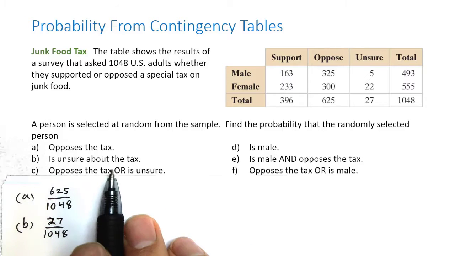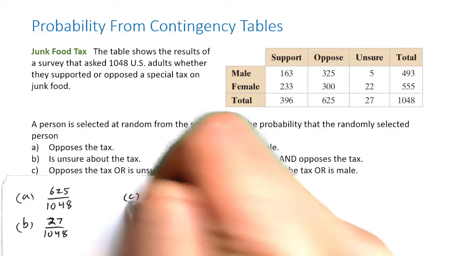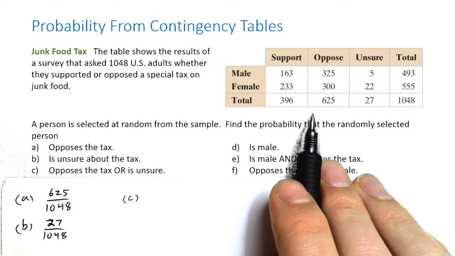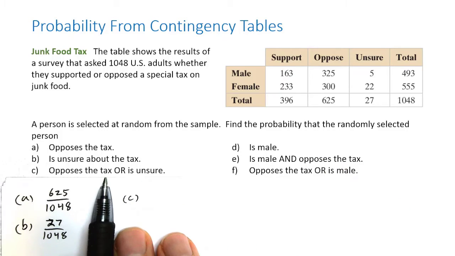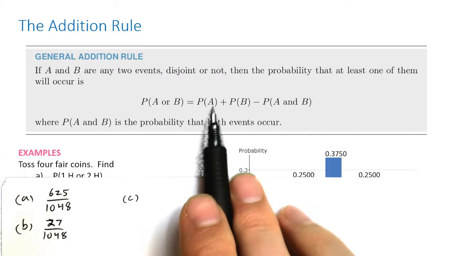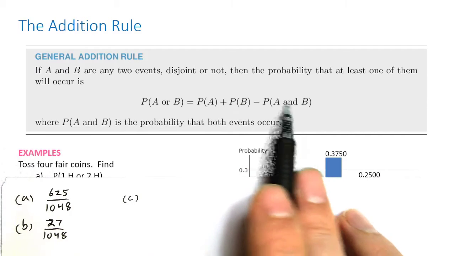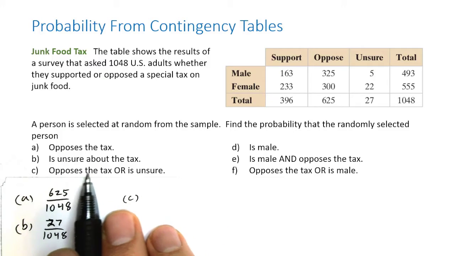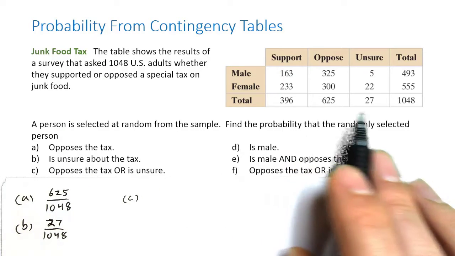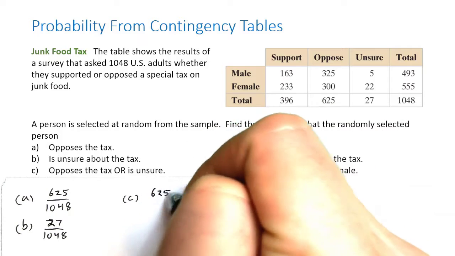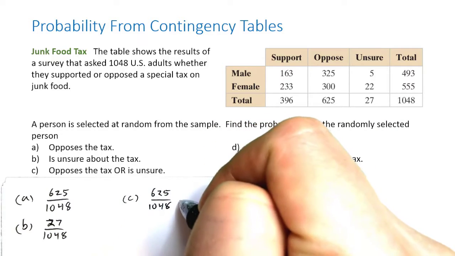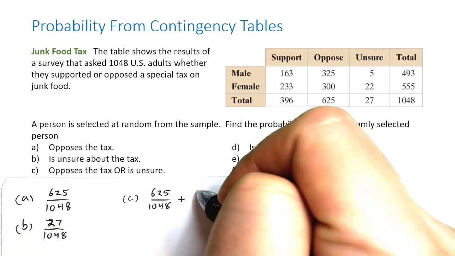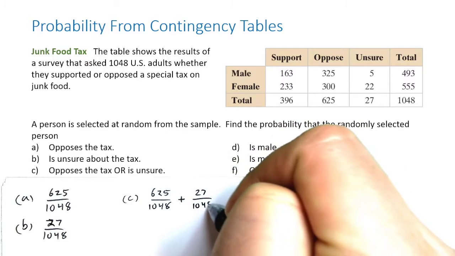Okay, what about opposes the tax or is unsure? Okay, well, we know the probability rule for "or" is the sum of the probabilities minus the probability of both having occurred, right? So let's look at the probability that they oppose the tax. That is 625 out of 1048 plus the probability that they're unsure. That was what we computed here, 27 out of 1048.